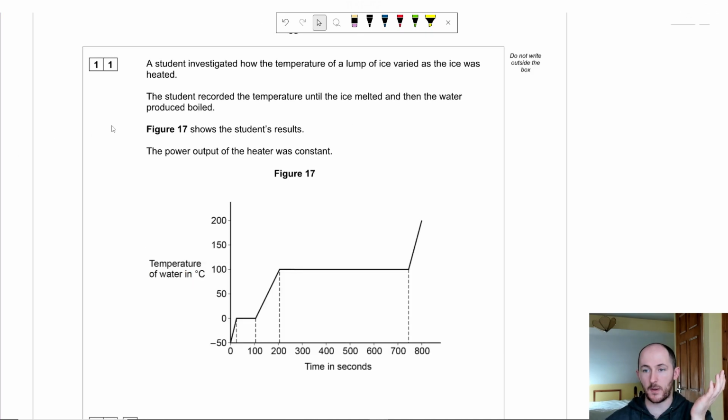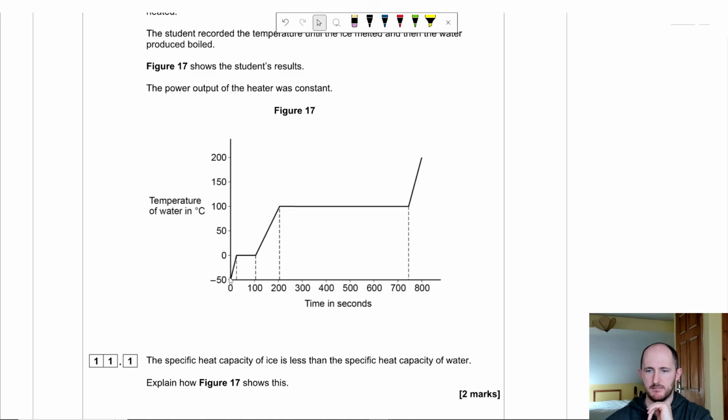The final question is all about latent heat of vaporization and of condensation, and of melting, things like that. So very, very interesting indeed. A student investigated how the temperature of a lump of ice varied as the ice was heated. He recorded the temperature until the ice melted and then the water produced boiled. As you can see here, it goes up from -50. Wow, that's really cold. Then up to 0, then it goes flat, then it goes up, then it goes flat for quite a long time, and then it starts to boil.